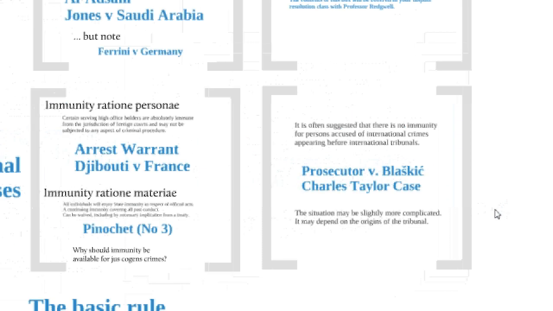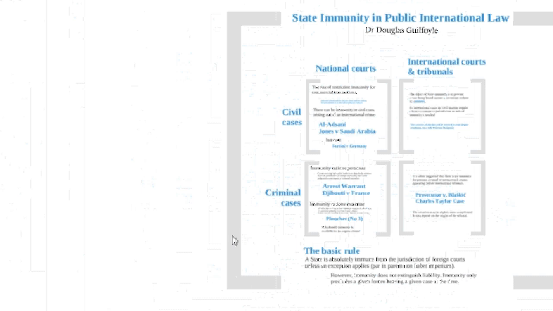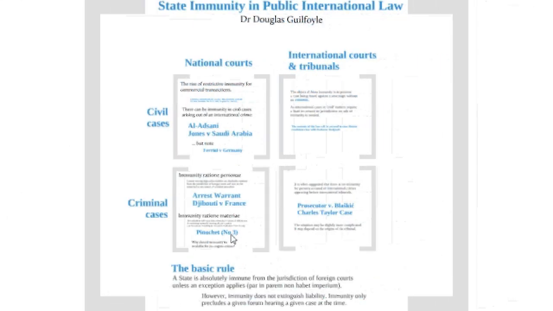So those are the basic concepts I want us to focus on. The basic concept of immunity, that a state is absolutely immune from the jurisdiction of foreign courts unless an exception applies, and the categories I want you to think about are civil cases before national courts, criminal cases before national courts, and criminal cases before international courts.